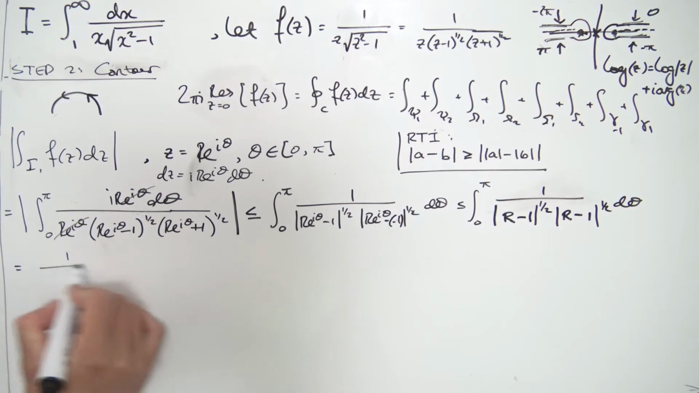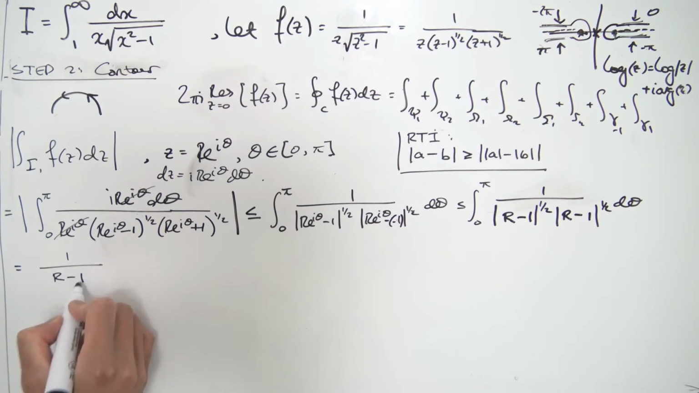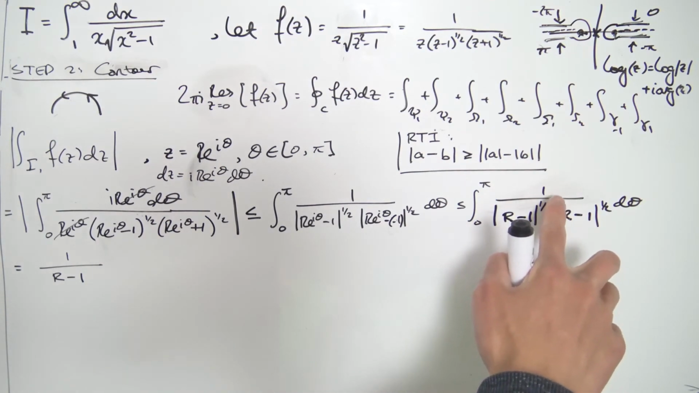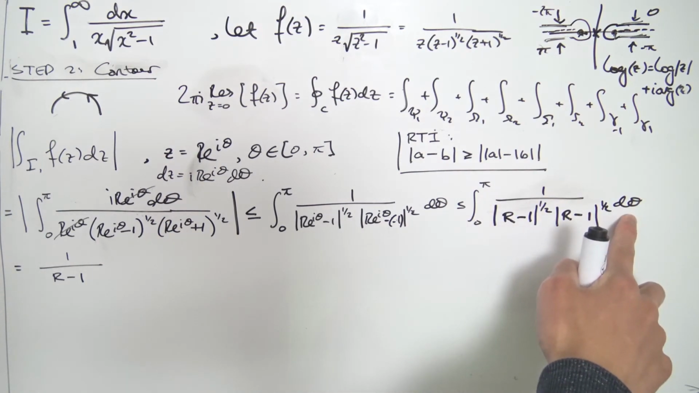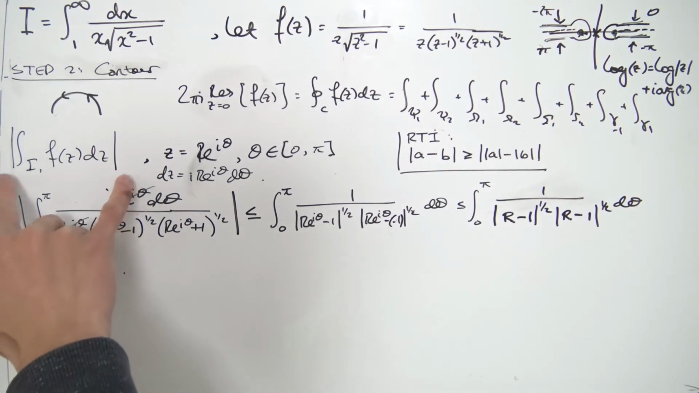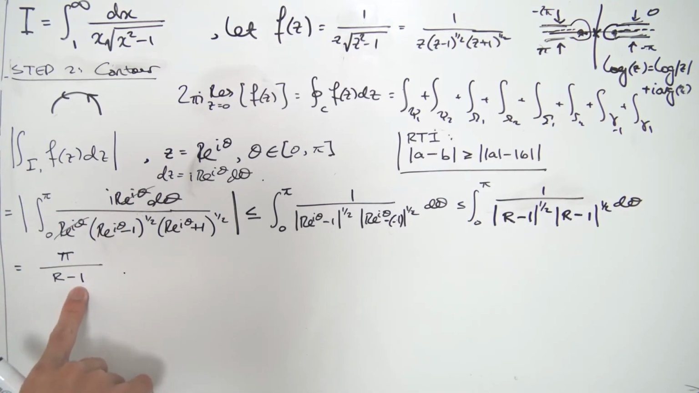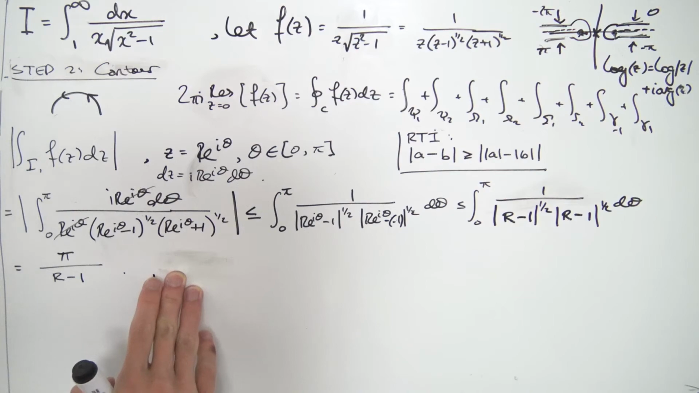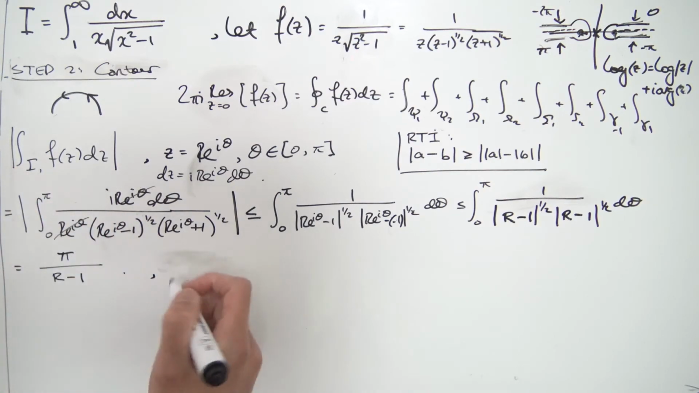So it's 1 over r minus 1, combining those two factors together, and then the integral from 0 to pi of d theta, but that's just going to be pi. So very simple. So what we've shown is that this integral is less than or equal to pi over r minus 1. Okay, which means we can use the squeeze theorem now, because this guy is always greater than 0.